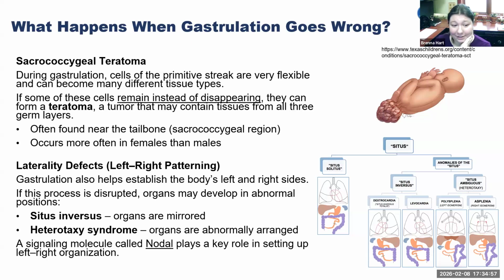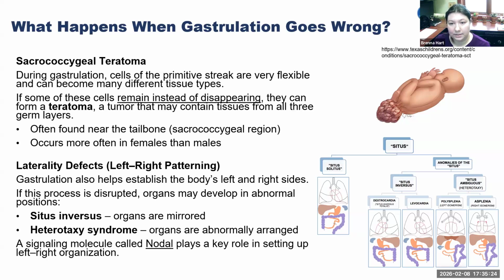Okay, and then we also have laterality defects. So the body definitely has a very prominent left to right kind of patterning. During gastrulation, this is where things decide where they're going on those left and right sides. But if anything interrupts this development, you get a few key things. So we have situs inversus, where the organs are flipped, things that are usually on the left or on the right, vice versa. It's just sort of a mirroring.